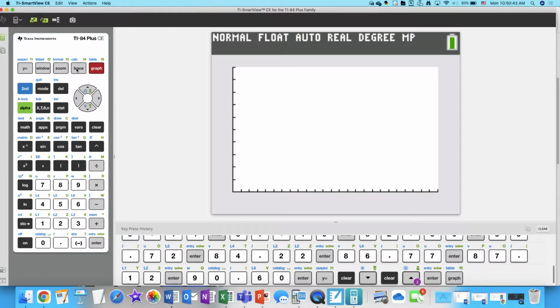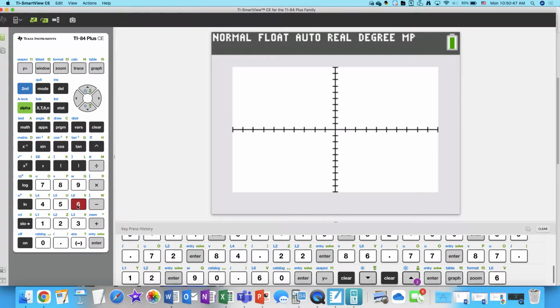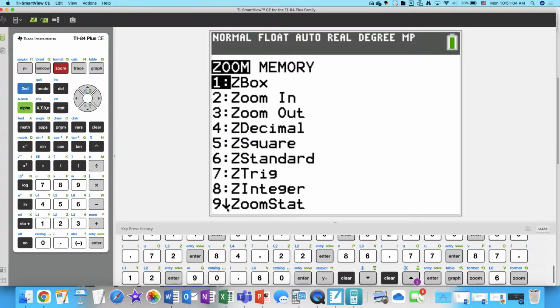So you can either change that manually to set your data, or there is a built-in setting. If you go to Zoom and then hit Stat, number 9. On some of the calculators, you have to scroll down to 9. It's not in your window right now. But if you hit number 9, Zoom Stat, then you should be able to see those points. Your scatter plot has to be turned on.